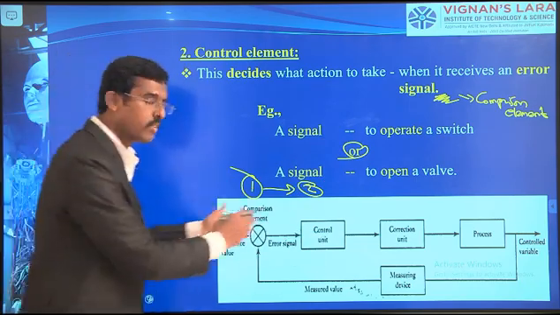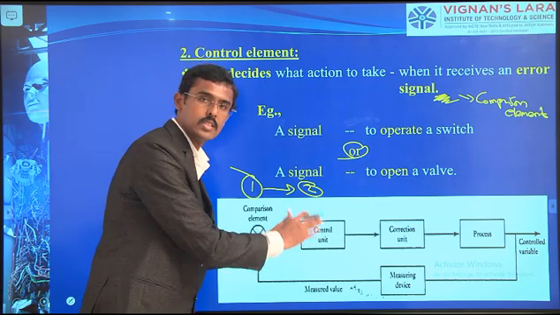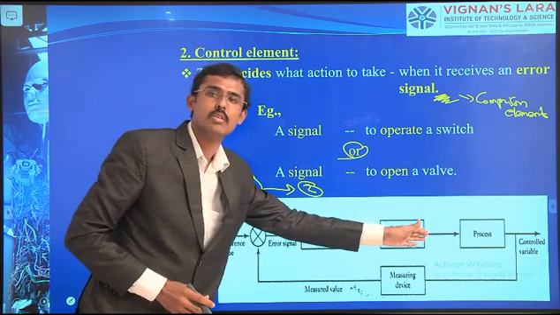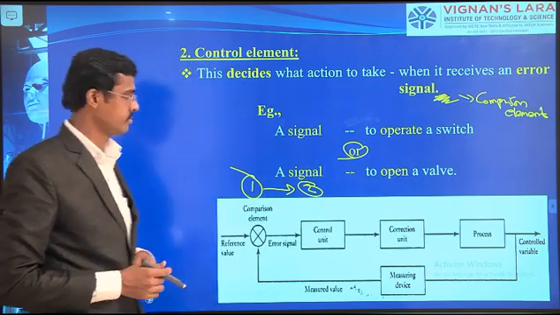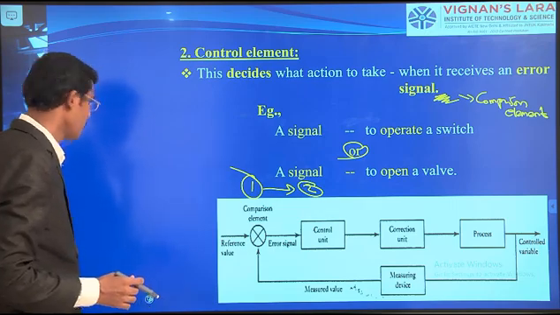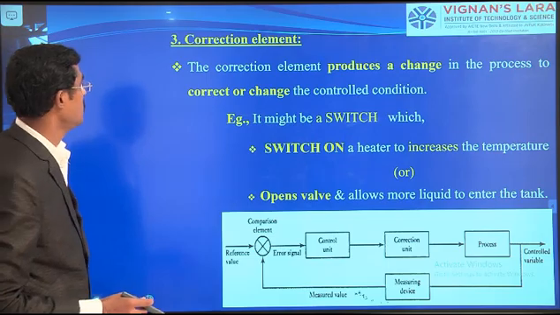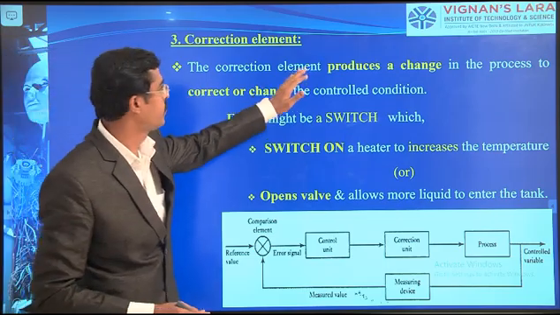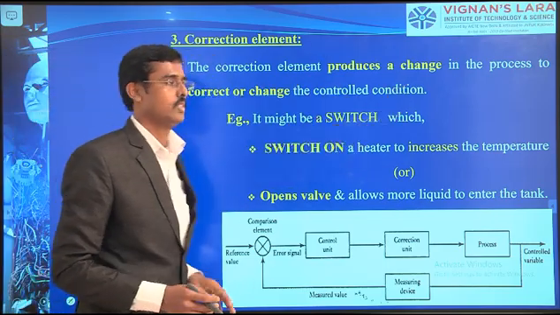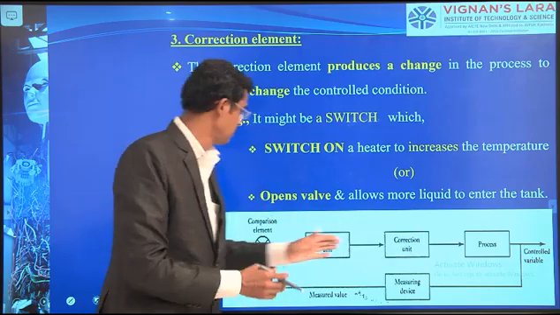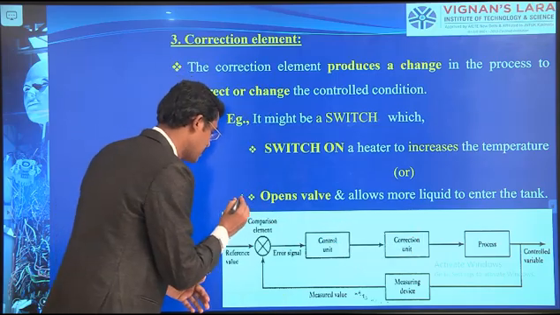It is a signal we are giving to the controller. This controller information you have to give to the correction unit. Right? You see, the correction element produces a change. Now here the change occurs. We have received from here the comparison.